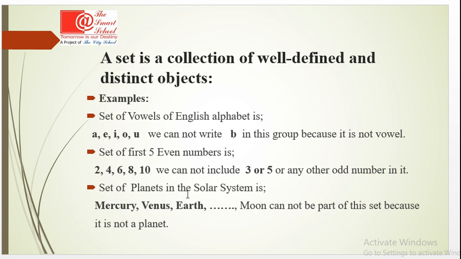A set of planets in the solar system is Mercury, Venus, Earth and so on. There are 8 planets, as you know. Moon cannot be part of this set because it is not a planet. The basic concept of set will be reinforced by watching a video about introduction to sets.